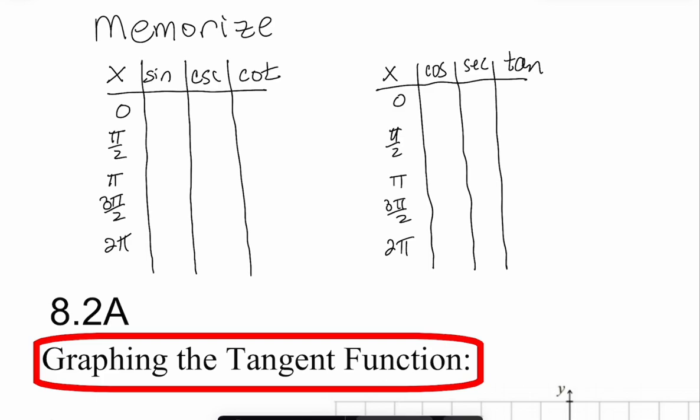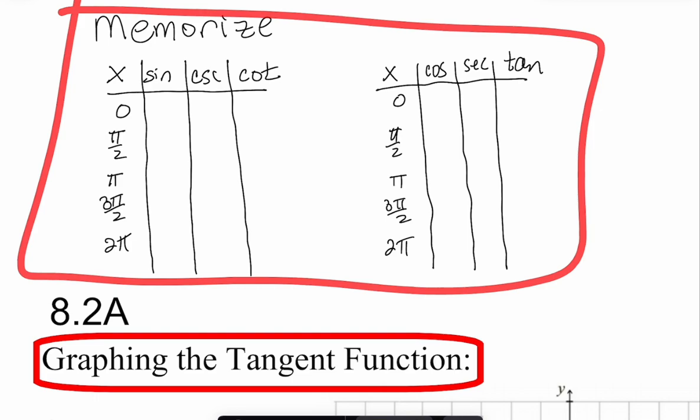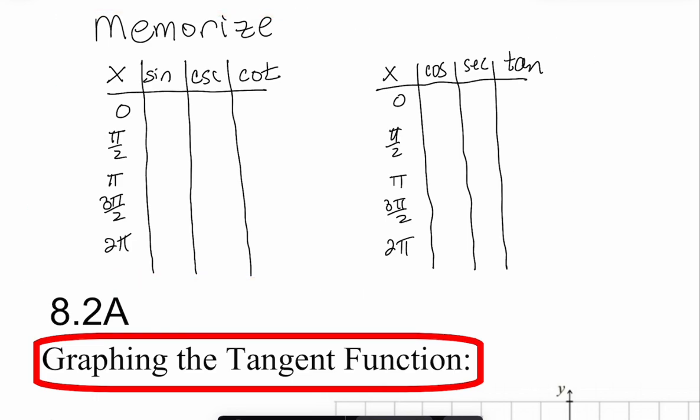So you have to have these charts memorized. Wherever you see the 8-2A, just put it in the space above it. Let's start with this one here you see on the left. We are going to do sine, cosecant, and cotangent in this chart. We'll talk about why here in a second.